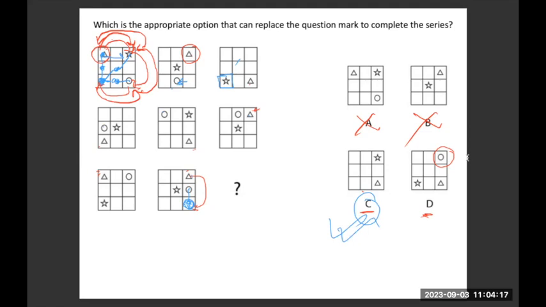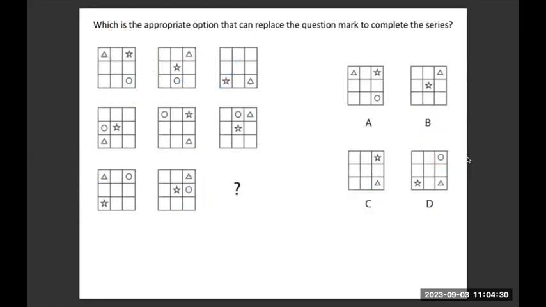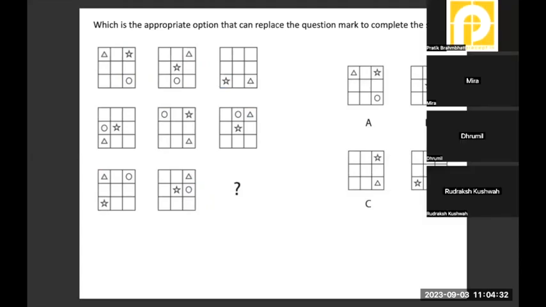Is that clear? Explain it again. Yeah, I'll explain it again. So in this case, what happens? One second.